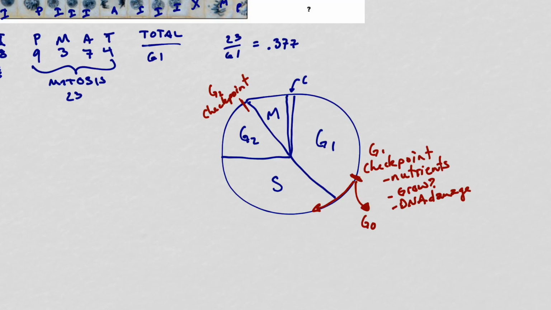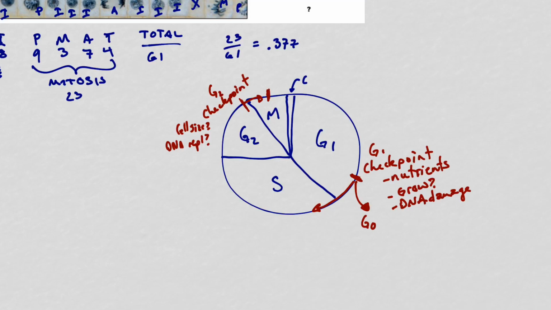So is the cell big enough? Is the DNA okay? Those are the kinds of things that it is looking for. And if all of that is true, then the cell will continue into mitosis.